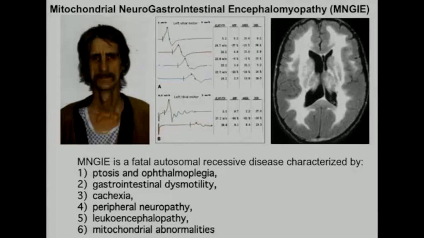This is a patient with MNGIE. He has droopy eyelids too, and his eyes are looking in different directions. He has ophthalmoparesis. And he has this severe leukoencephalopathy. His white matter is very abnormal here. And the middle panel is the nerve conduction study, which shows his nerves transmit electrical signals very slowly because of his peripheral neuropathy. So those are the major clinical features: the ptosis, ophthalmoparesis, the gastrointestinal dysmotility, which causes the patients to become very cachectic, and then they have peripheral neuropathy, leukoencephalopathy, and then mitochondrial abnormalities, including deletions and depletion, and ragged red fibers in muscle.